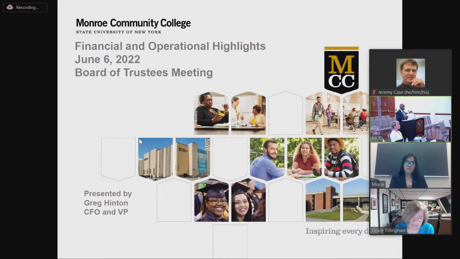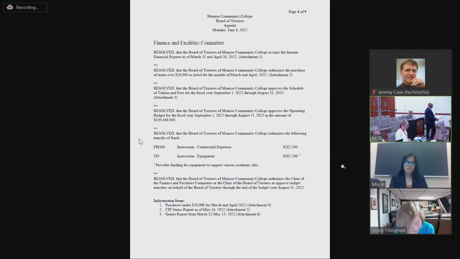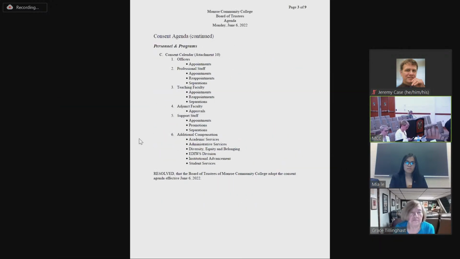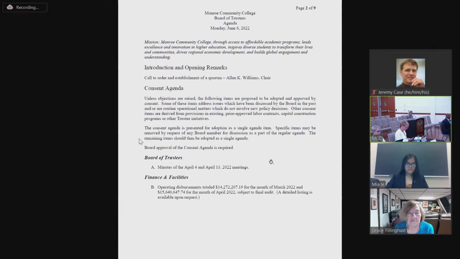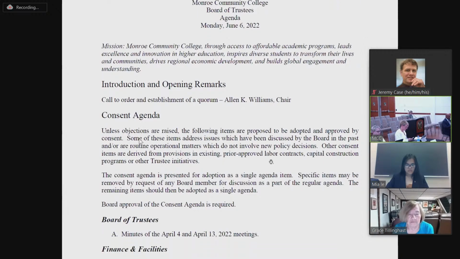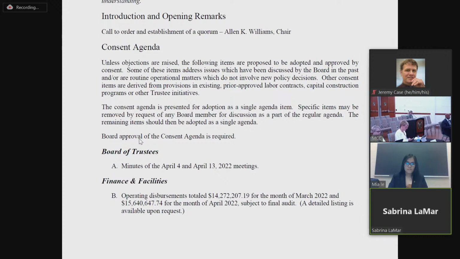The Board of Trustees of Monroe Community College accepts the interim financial reports as of May 31st and April 30th, 2022, as noted in attachment 1. Trustees, may I have a motion to approve the financial reports as detailed in attachment 1? Motion. Second. Been moved and second. Any discussion? Any further discussion? All in favor? Do a roll call.